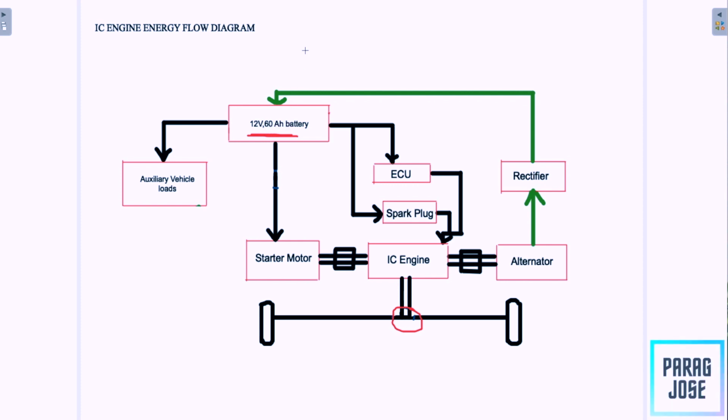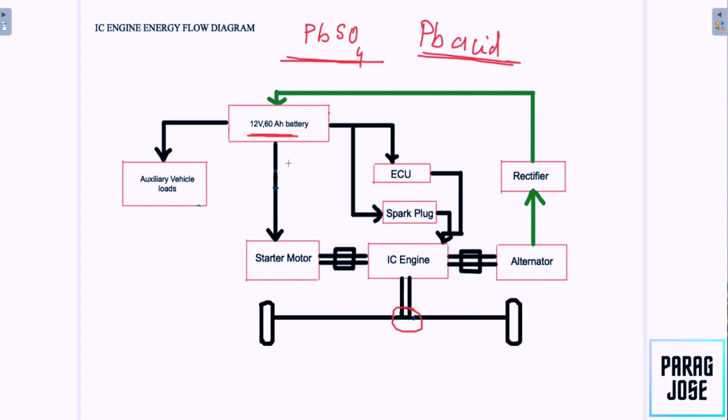Okay. Now what type of batteries do we use in a vehicle? All of you know that the battery pack we use in the vehicle is a lead sulfate battery pack, or it is called a lead acid battery pack. So the lead acid battery pack will have to deliver its energy to the starter motor.